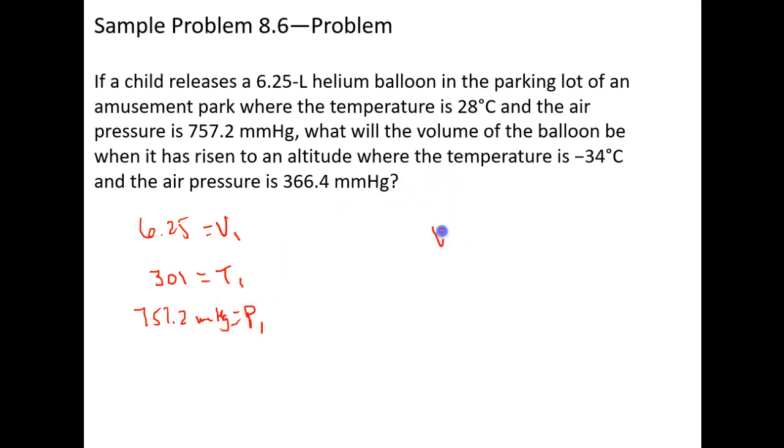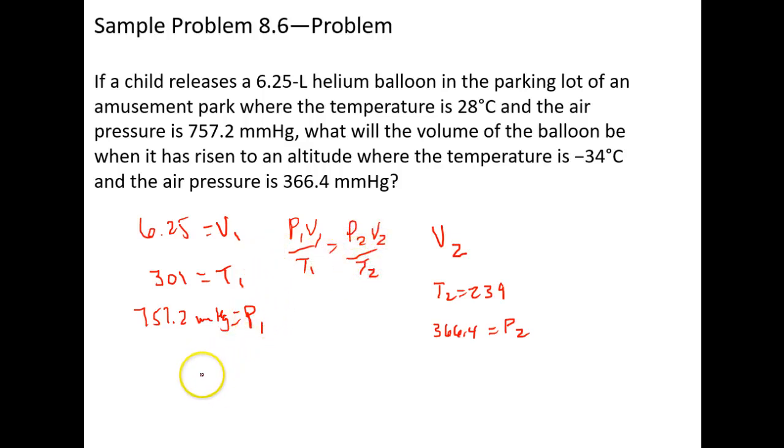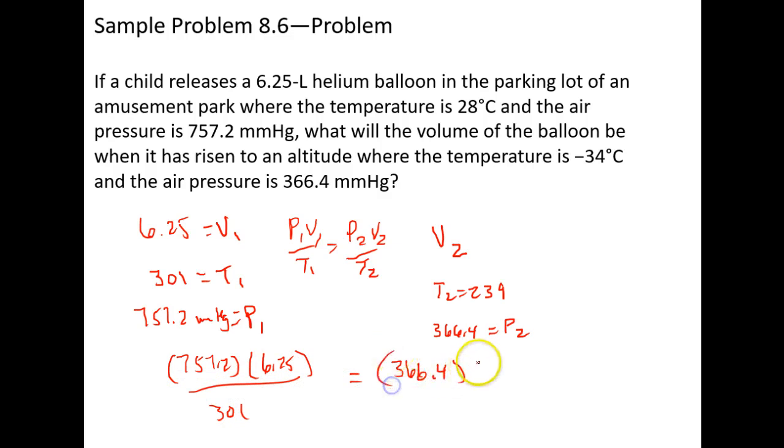What is the volume? So I'm looking for the new volume, V2. If it's gone to an altitude where the temperature is minus 34, in this case I'm going to take 273 and subtract 34 from it to get 239. So T2 is equal to 239, and a pressure of 366.4 millimeters of mercury. That's P2. Remember my equation is P1 V1 over T1 equals P2 V2 over T2. So all you do is plug in the numbers. Pressure 1 is 757.2 times your V1, 6.25, divided by 301. This equals your P2, 366.4, times your V2, which is what I'm looking for, divided by 239.